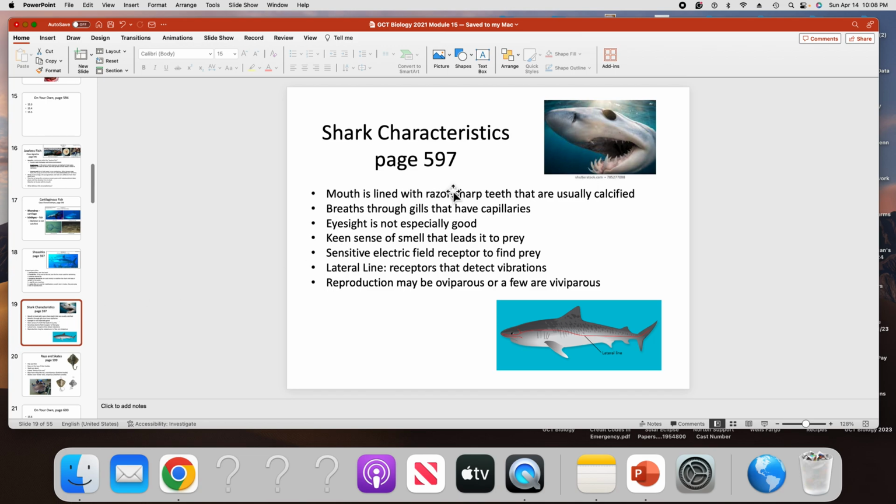Some cool characteristics of sharks are these mouths. Their mouths are lined with razor sharp teeth, and interestingly, the teeth can be calcified even though their skeletons are not. They breathe through their gills that have capillaries, and even though their eyesight is not especially good, they do have a very keen sense of smell that helps to lead it to its prey. They have a sensitive electric field receptor that helps them detect prey, and they have this lateral line, you can see in this red line here, that helps detect vibrations in the water. Interestingly, in sharks, they may be oviparous, or a few are actually viviparous.